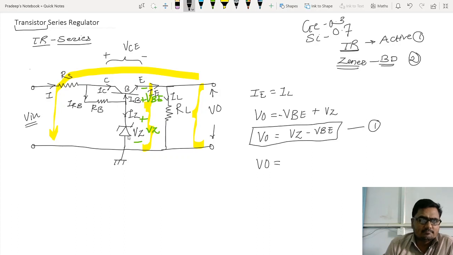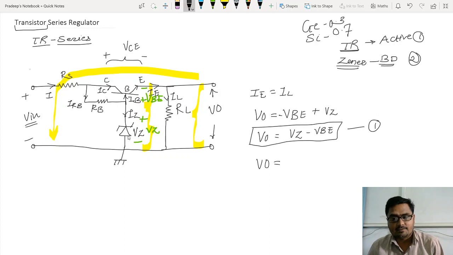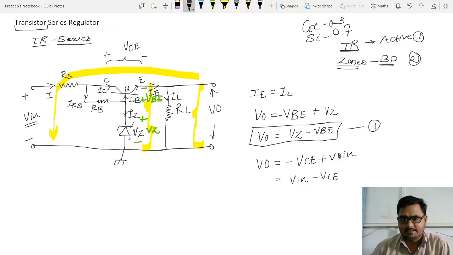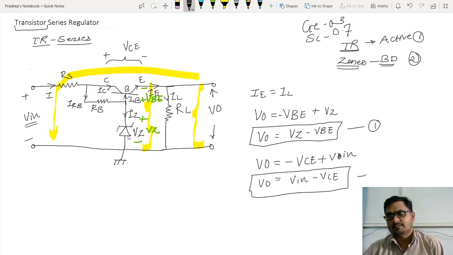And what about input voltage? If I am applying input voltage something like this, positive and negative, then I can apply Kirchhoff's law. Then VCE plus VO equals Vin. It means I will write, let me rearrange this, VO equals Vin minus VCE. This is another equation of output voltage. Look at this, this is another equation. Let me call it equation number 2.